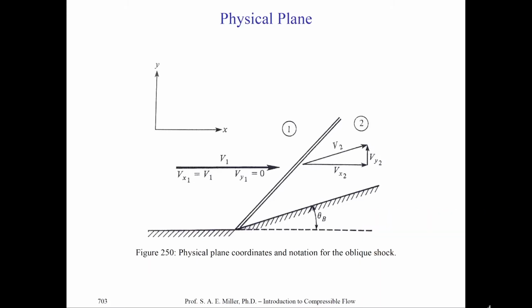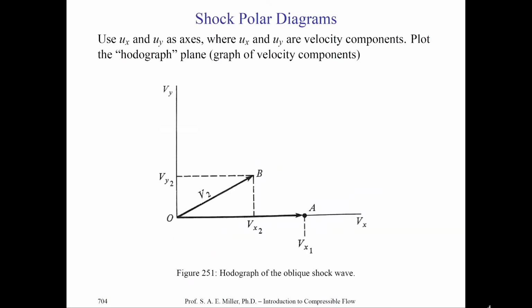Let's return to our physical plane, and we'll transform or project this physical plane into the hodograph plane, which I'll define in a second. Once again, we have an attached oblique shock with a turning angle theta. Before and after the shock, we can decompose the velocity components as v sub x and v sub y for the x and y directions respectively across the shock.